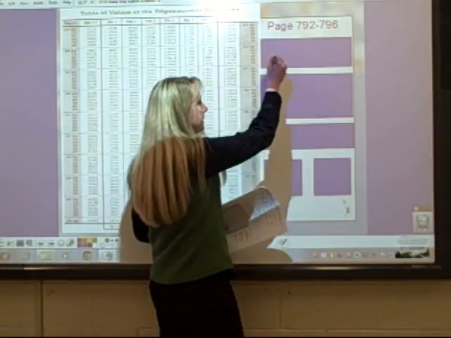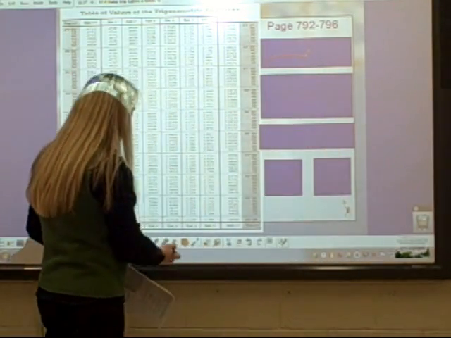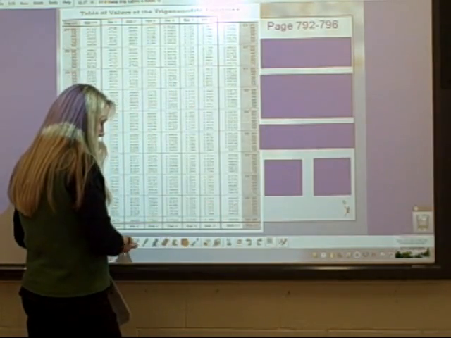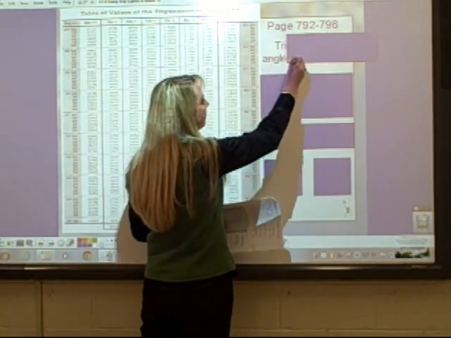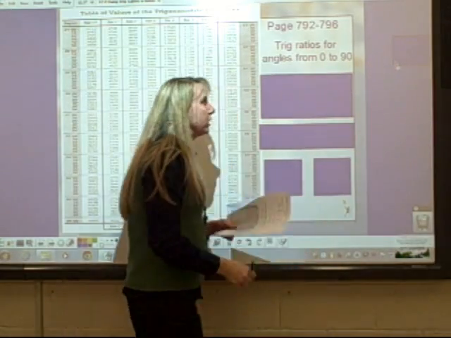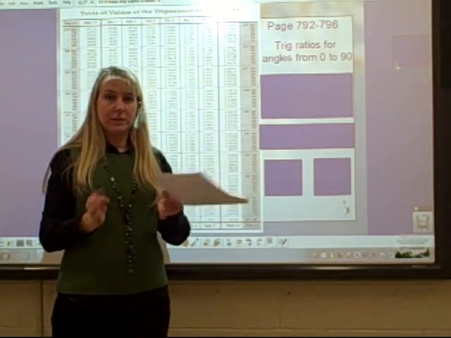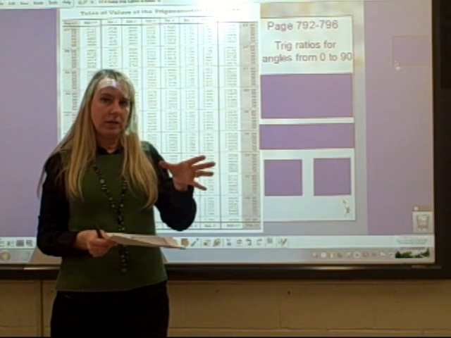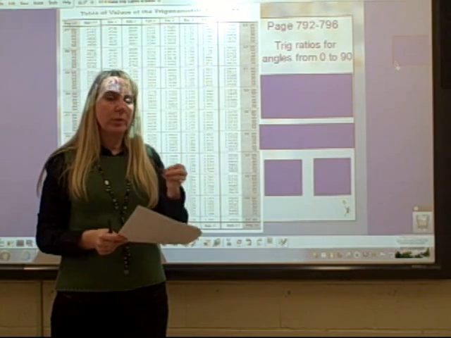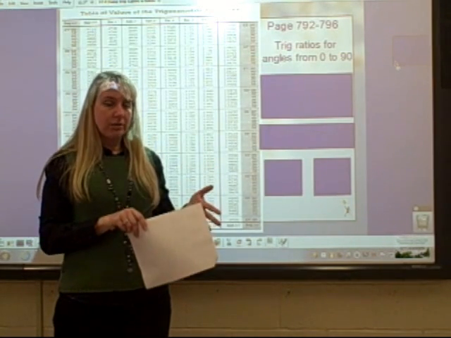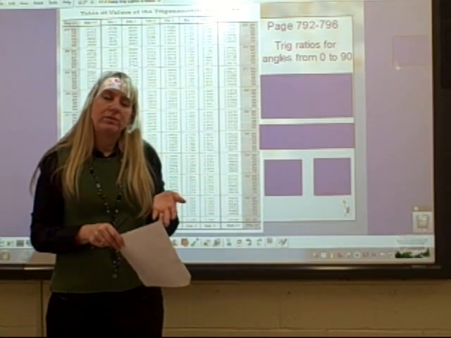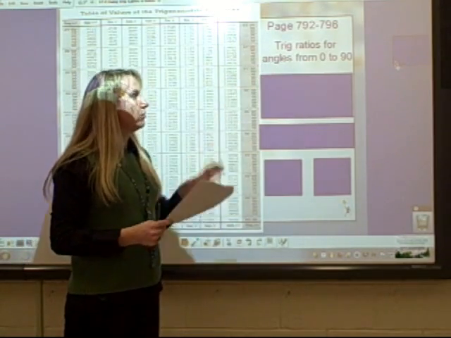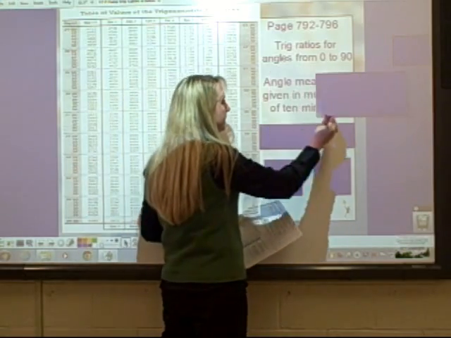What is on these pages is what I referred to at the beginning as a trig table. And they're trig ratios for angles from 0 to 90 degrees. Because remember, I kept saying we go from our acute angles in a right triangle. Because remember, in a right triangle, you have your 180 degrees. One of them's 90, so the other two have to be less than 90. So I have my 2 acute angles. So these are trig ratios for angles from 0 to 90.